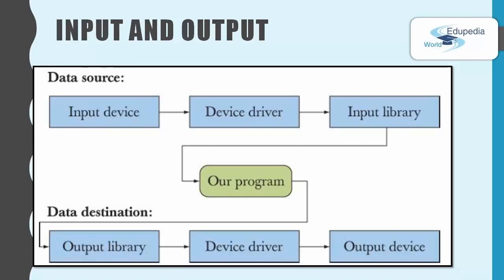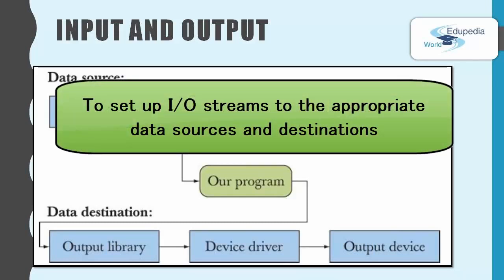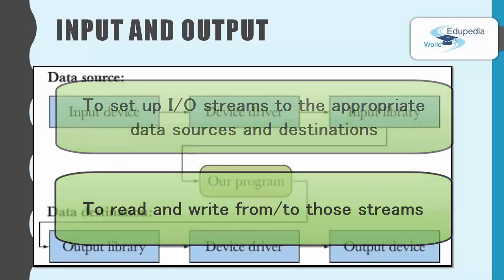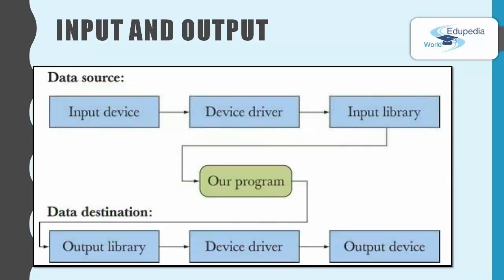When a model like this is used, input and output can be seen as streams of bytes handled by the input-output library. So our job as programmers of an application becomes, first, to set up input-output streams to the appropriate data sources and destinations, and second, to read and write from or to those streams. The details of how our streams are actually transmitted to or from the devices are dealt with by the input-output library and the device drivers.